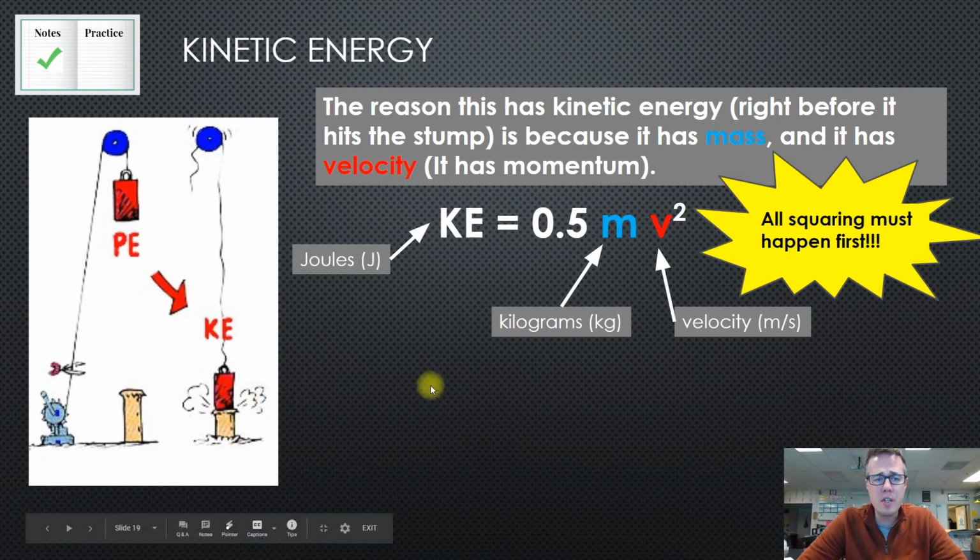So let's get into the equation. Kinetic energy is 1/2 times mass times velocity squared. If you're interested in where this equation even came from, like why a half? Why is the velocity squared?